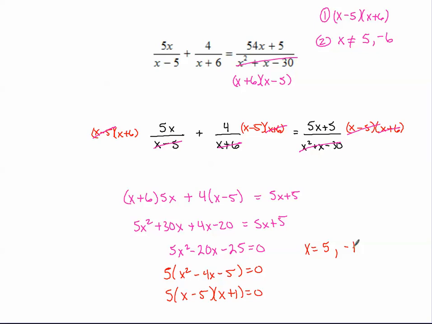Now I need to check these against my restrictions. 5, no good. Negative 1 works because it doesn't go against our restrictions. So the solution to this is that x is just equal to negative 1. So this one has one solution. One of our answers was extraneous, so we're only left with 1.